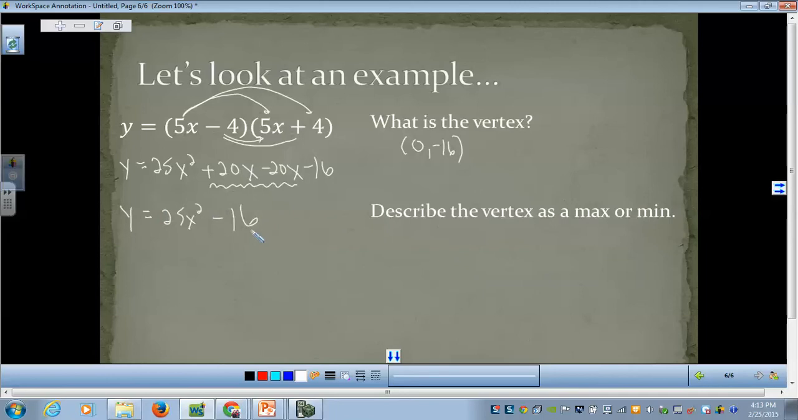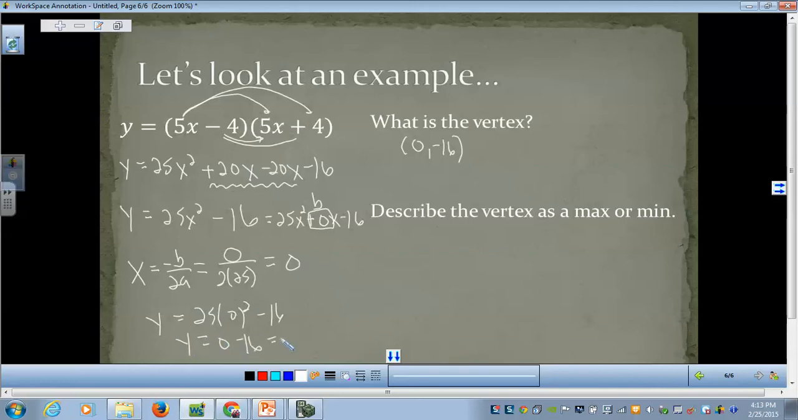Now, for some reason, if you don't, what you have to do is go to -b over 2a. And what you have to recognize here is that this is really 25x squared plus 0x minus 16. So your b value is 0. So I'm going to have 0 divided by 2 times 25, which is 0. And then when I plug that in, I'm going to get 25 times 0 squared minus 16, which is 0 minus 16, which is -16. So if you don't recognize that this is vertex form, the big piece is that you have to know that your b value is 0.